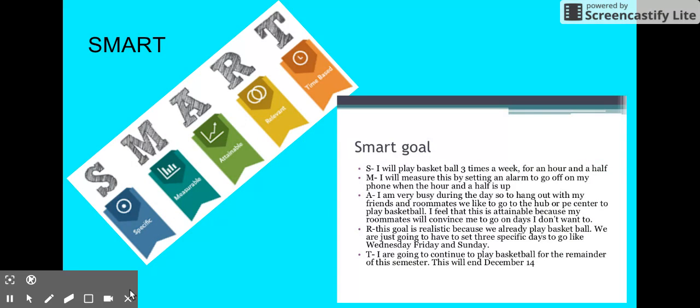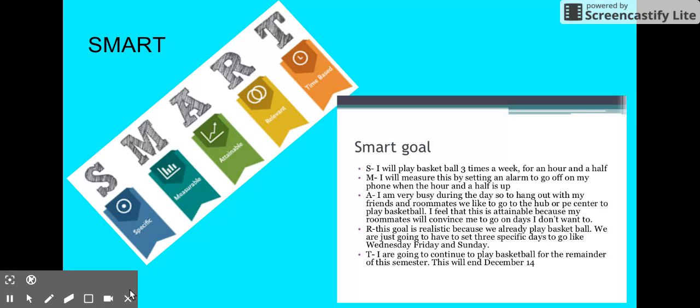So for the goals, they must be SMART goals. Any goals set for a team or an individual must be SMART. So S is specific, so this is the detail of what the goal is. For example, I have an example on my screen. I will play basketball 3 times a week for an hour and a half. This specific is telling you what you need to do and how long you're doing it.